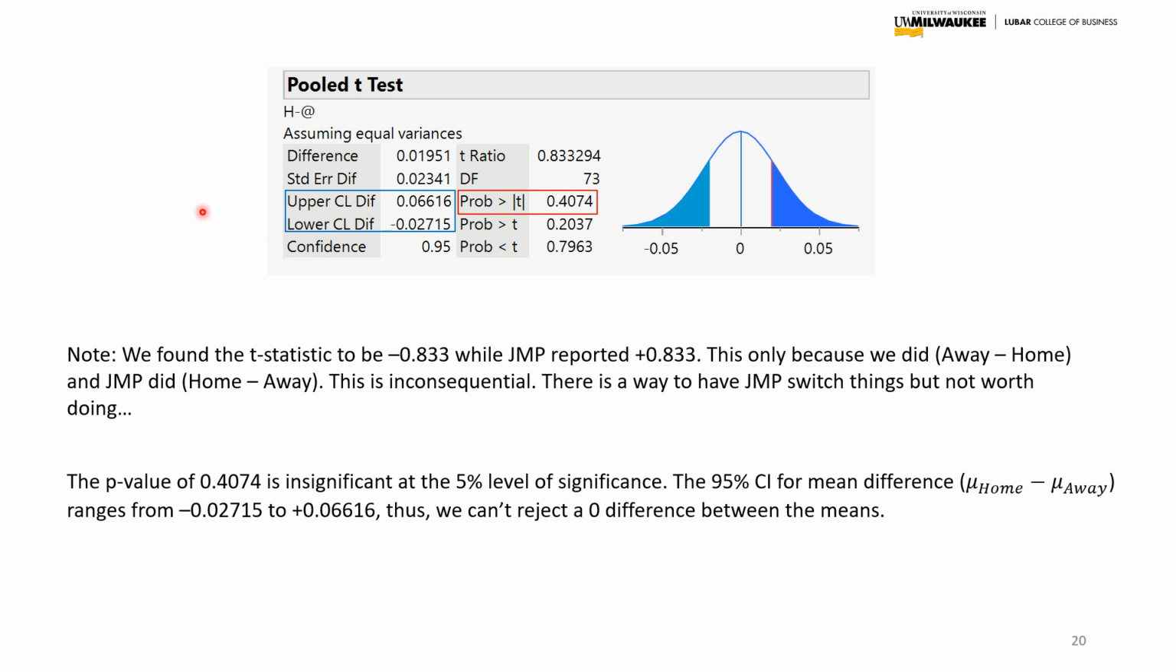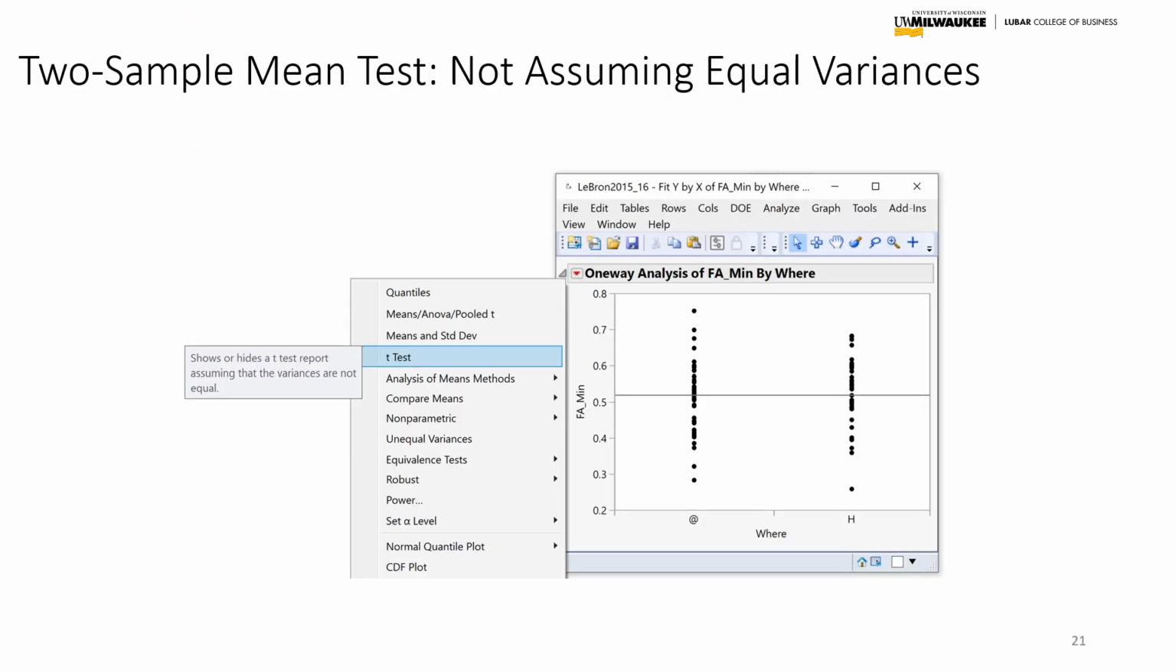Furthermore, it gives us a confidence interval for the mean difference, and notice it ranges from a minus value to a plus value, which includes the possibility that mu home minus mu away equals 0. Again, a confirmation of insignificance in terms of the data results.